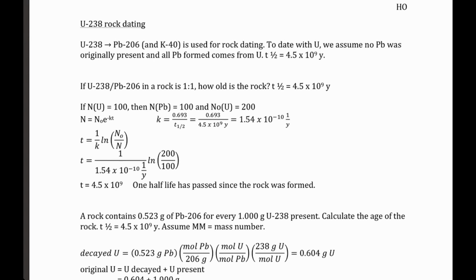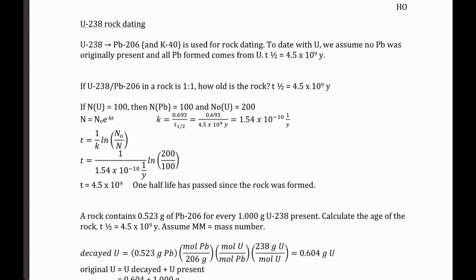What we have to do to solve this problem is set the amount of uranium that is currently there to some value. Let's say the amount of uranium is 100. Since the amount of uranium to the amount of lead is 1-to-1, the N of lead is 100. All of the lead has come from uranium, so the original amount of uranium that was there is 100 plus 100, or 200.